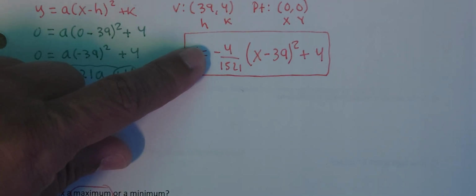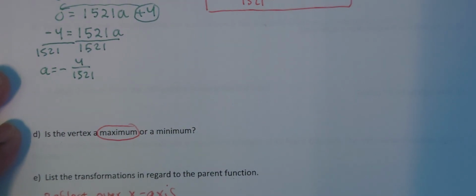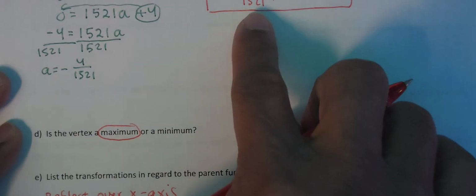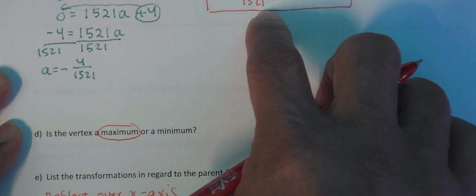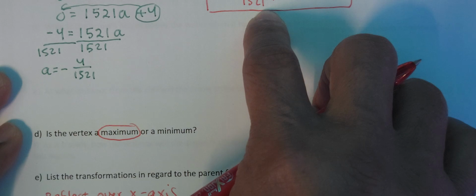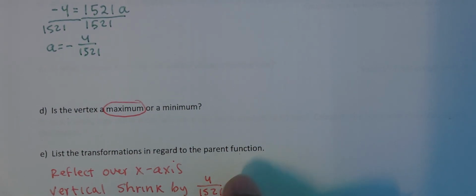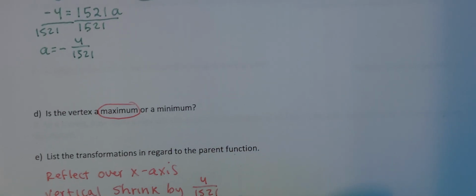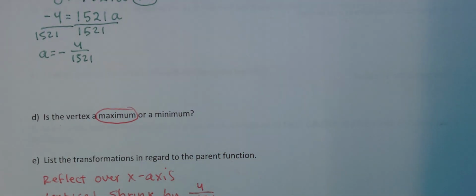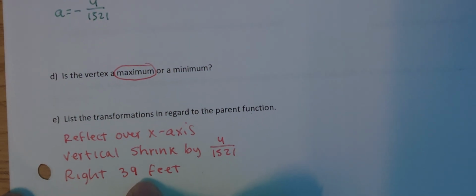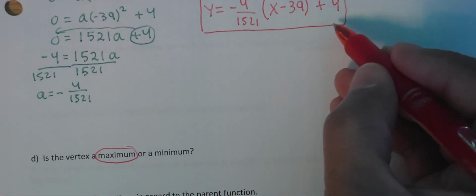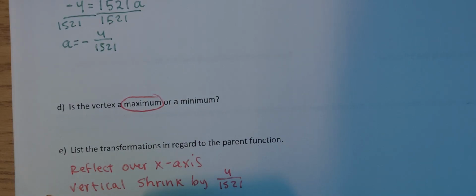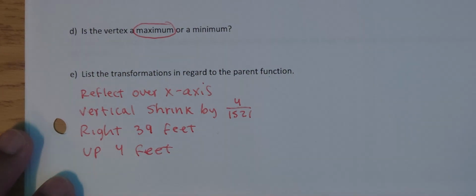So first it's got a negative, so that negative creates a reflection over the x-axis, and then this 4 over 1521, that's less than 1 and more than 0. So then that creates a vertical shrink by 4 over 1521. And then the minus 39 makes the graph go to the right 39 feet. And then the plus 4 shifts the graph up 4 feet, okay, off the ground. So those are the transformations.